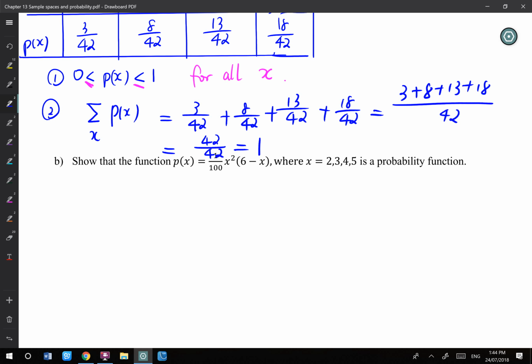Sum of all the possible x. The x means the values you can take. You don't need to really know this notation. It's not really in the study design, but you can just start from the next step, the 3 over 42 plus 8 over 42. Start from that.